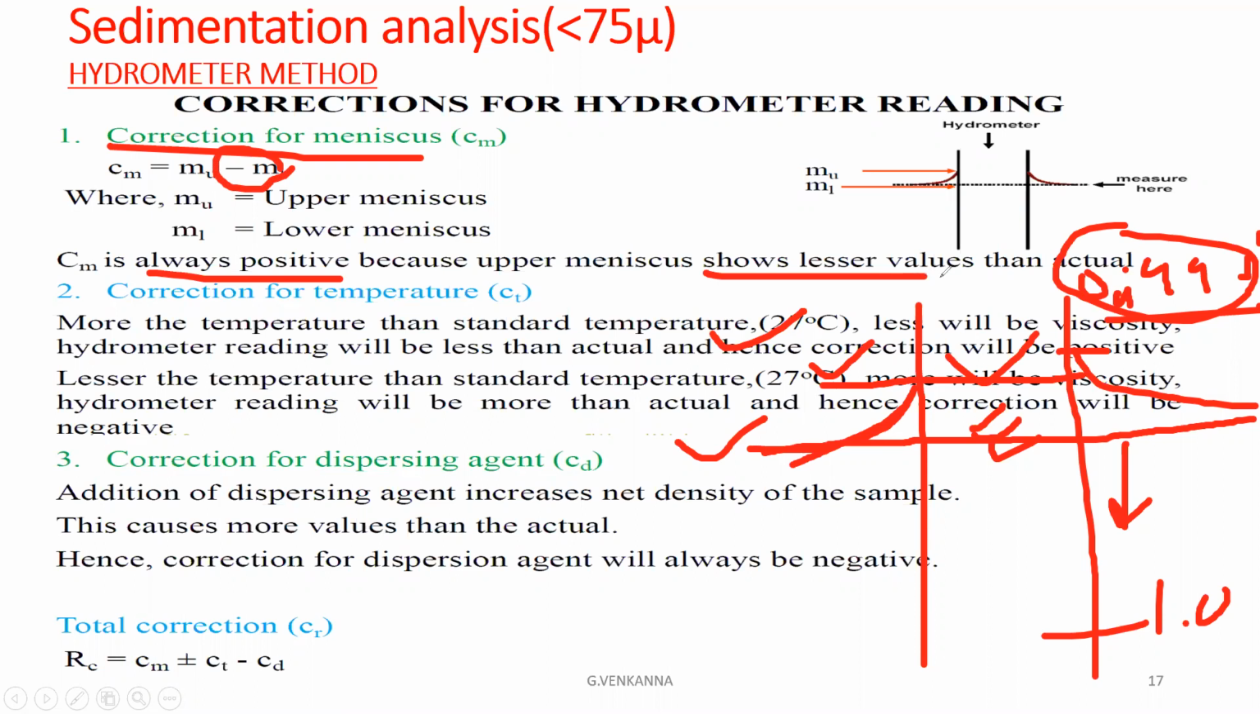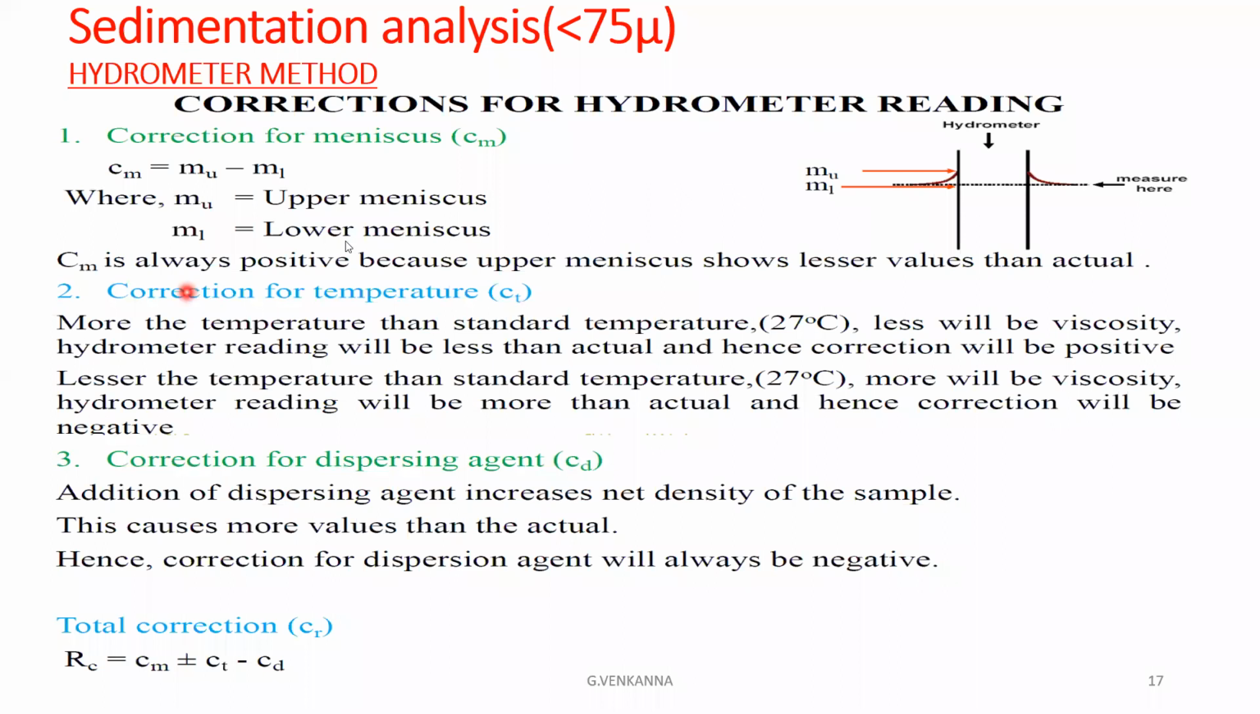For this, whatever the hydrometer reading is, we have to apply the meniscus correction first, initially. Why? Because the meniscus correction is always positive: at the top of the stem we have the lower values, at the bottom we have the higher values. So here it is a lesser value, here we have a higher value, and automatically we have to add this correction.